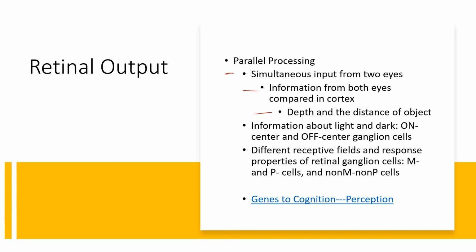Again, you're also going to have information on light and dark. Those are off-center, on-surround cells. Okay, on-center and off-center ganglion cells, they're going to offer different outputs, and you're also going to have different receptive fields and different properties based on which type of ganglion cell you've got. Okay, some will have larger receptive fields responding to transient motion. Some will have small receptive fields that keep track of things that are in your field of view all the time.